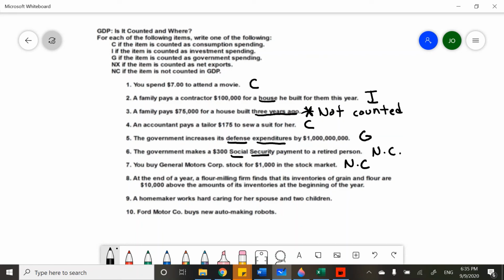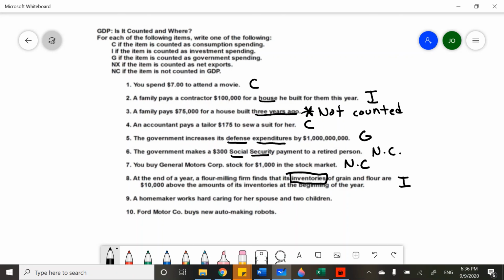Number 8, at the end of the year, a flour milling company finds that its inventories of grain and flour are $10,000 above the amounts of its inventories at the beginning of the year. Basically, what this example is saying is that this company invested in inventories. That is a key component of investment. So this will go as I.